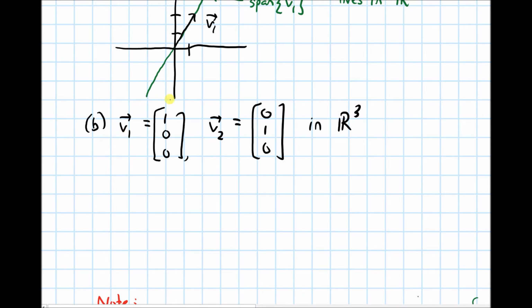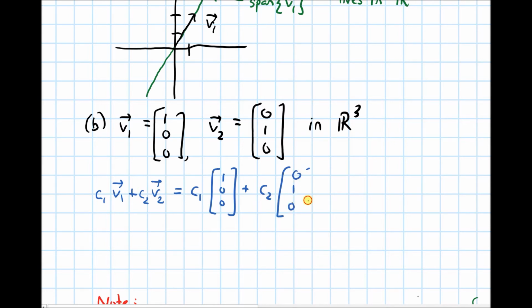So we have to look at all possible linear combinations of these. I get to multiply v1 by some scalar, some constant, I'll call that c1. I get to multiply v2 by some constant, I'll call it c2, and add them together. Let's look at all possible things that this could look like. So I'm multiplying c1 times the vector 1, 0, 0, so times v1. And I'm multiplying the number c2 times the vector v2, which is 0, 1, 0.